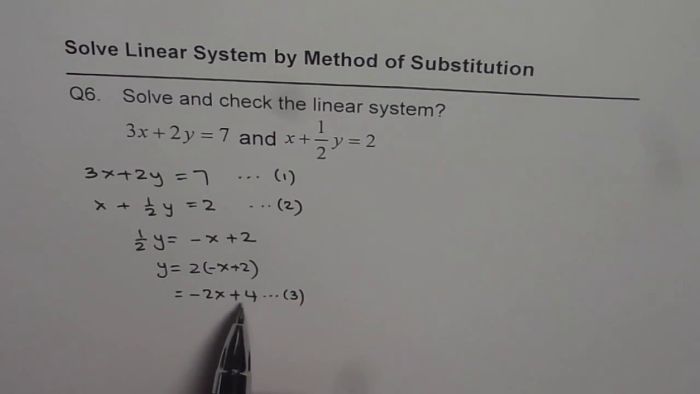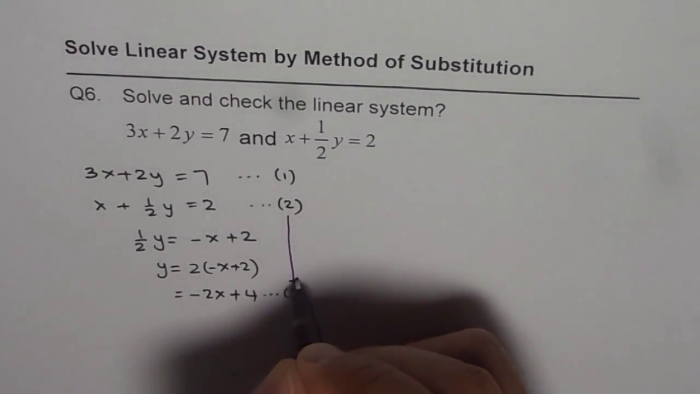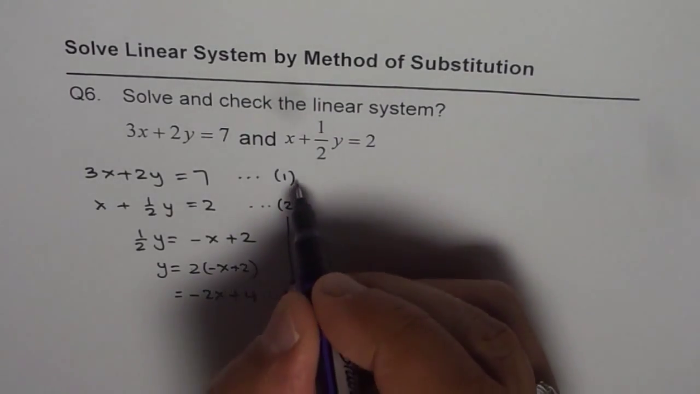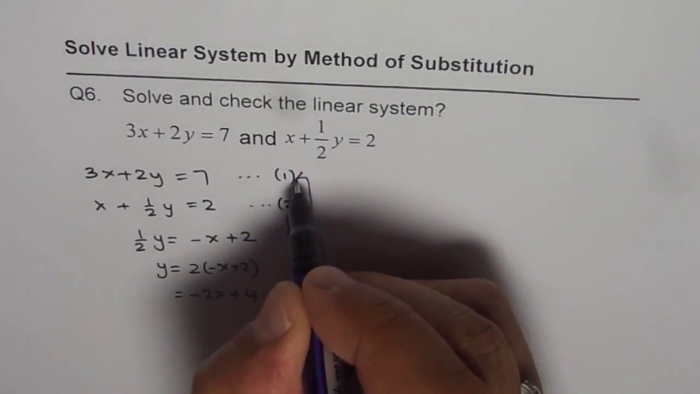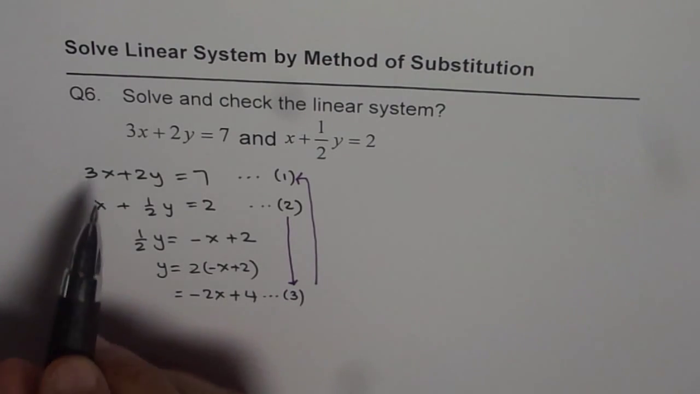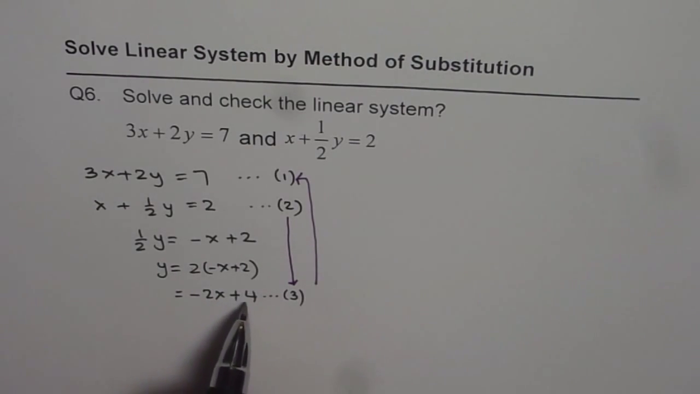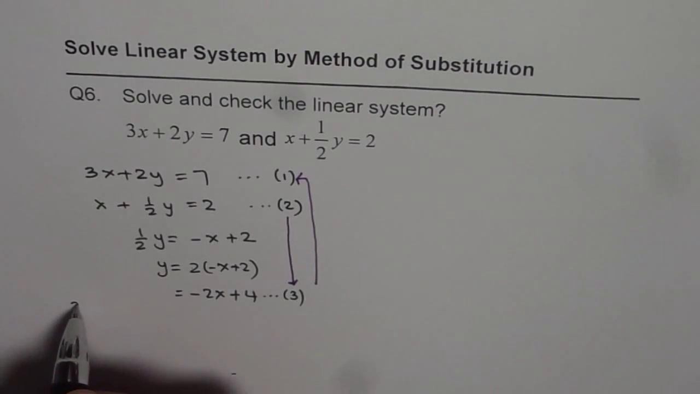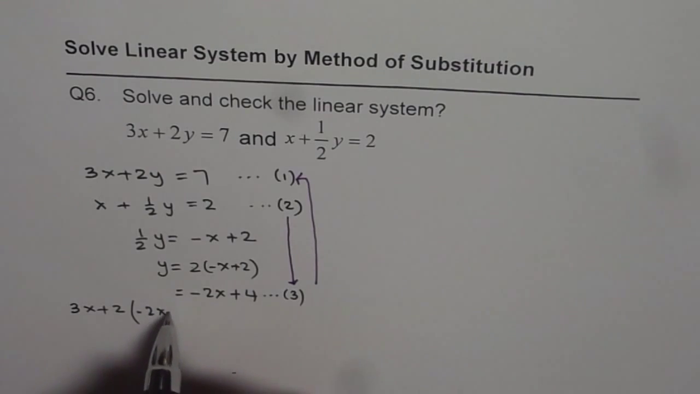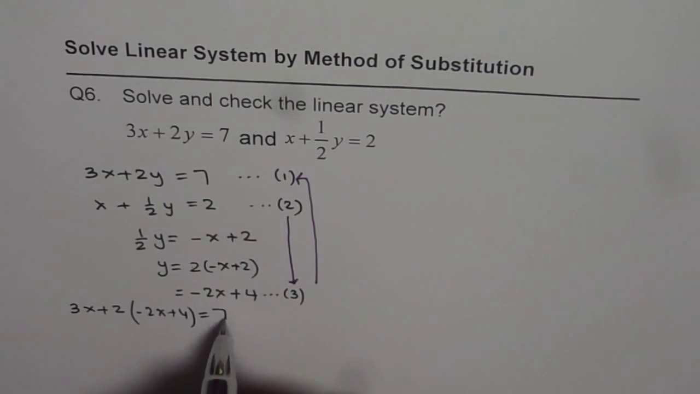And now we will substitute equation 3 in equation 1. We got equation 3 from equation 2, right? And therefore we'll now substitute this equation in equation 1. That's the whole idea. Once you substitute, you get an equation in a single variable. So if I write y equals minus 2x plus 4 in the first equation, I get 3x plus 2 times, instead of y I'm writing, minus 2x plus 4 equals 7.